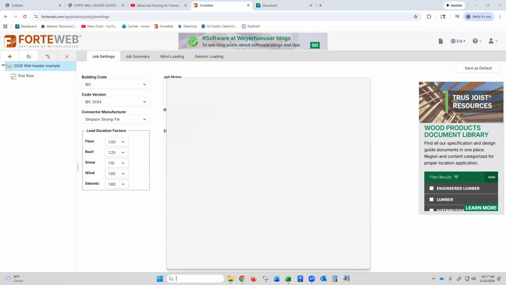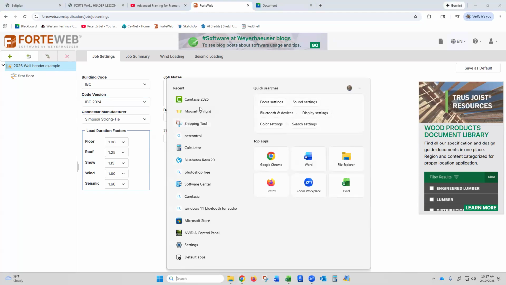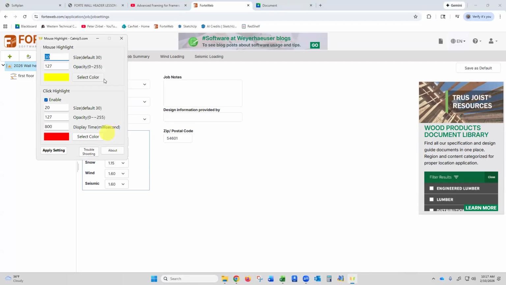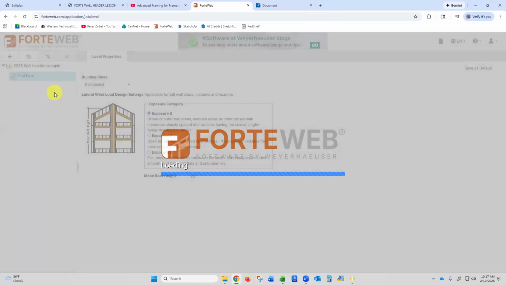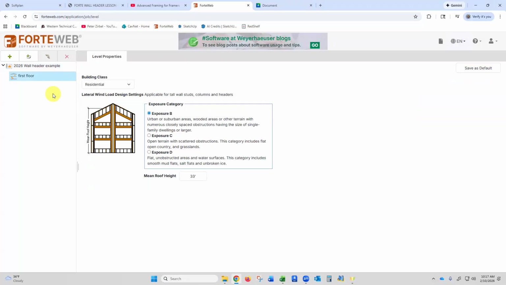Oh, let me do my mouse highlighter. I know you guys like that. Okay, so we got IBC, we're at first floor. That's all good. We'll keep all this what it is.